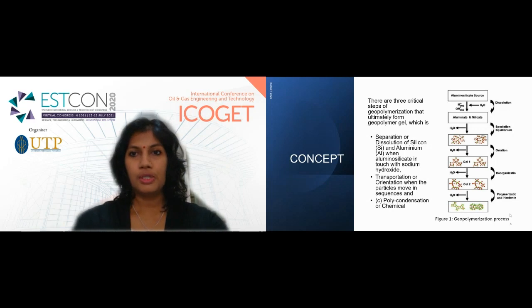Here, the aluminosilicate source reacts with the alkaline binder, which is sodium hydroxide and sodium silicate, and the aluminate and silicate separate or dissolve in the solution. After going through a speciation equilibrium, the silicate is transported or orientated to form the gelation. And this gelation will reorganize in sequence and react with the chemical or polymer for the polymerization and hardening of the geopolymer slurry.